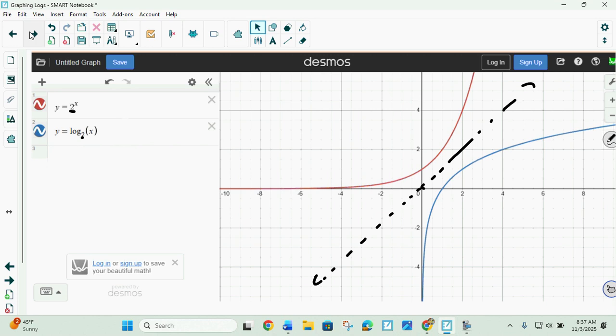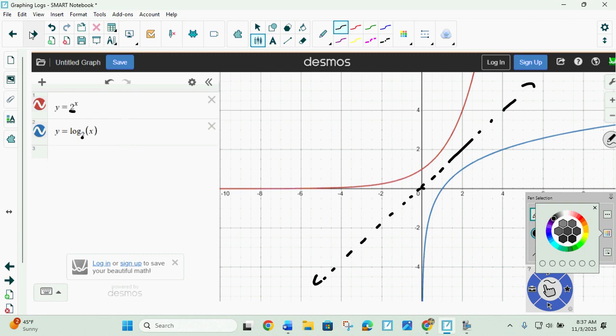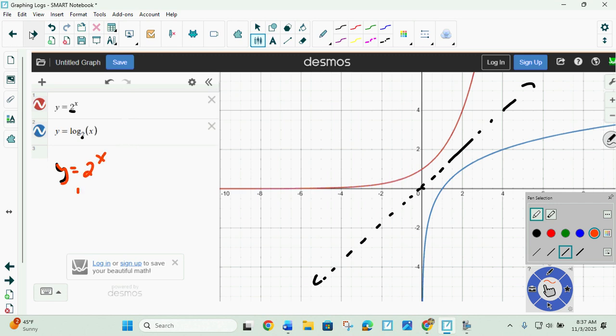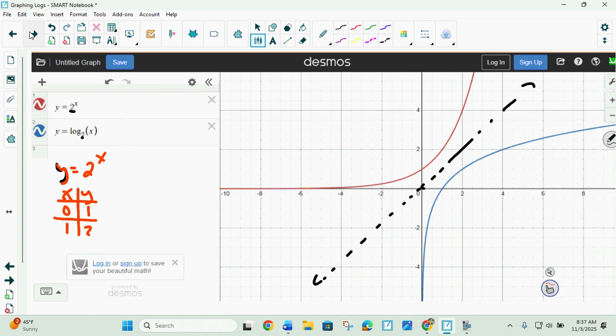So let's talk about what the table would look like. Let's make a table for y equals 2 to the x. And we make our table, we know, what are our besties, right? When x equals 0, y is 1. When x equals 1, y is 2.